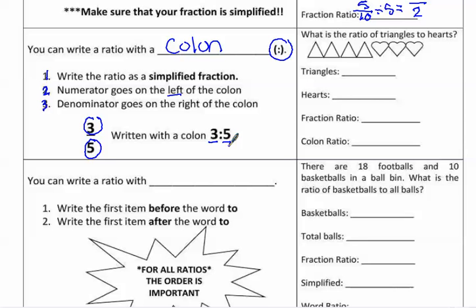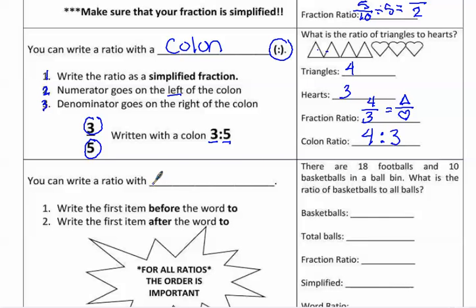For example, what is the ratio of triangles to hearts? There are 1, 2, 3, 4 triangles and 3 hearts. So the fraction ratio would be 4/3 because it asked for a ratio of triangles over hearts. So the colon ratio would be 4:3.